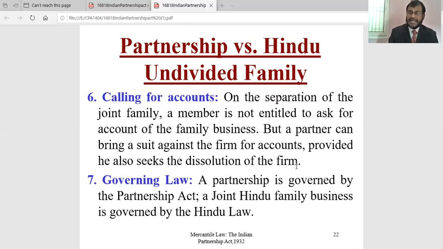separated from the HUF, after he would have filed the discharge or something like that. He would have given the discharge to the rest. He cannot ask for the accounts and all this. Governing law.